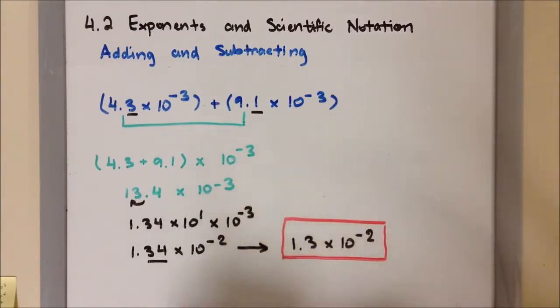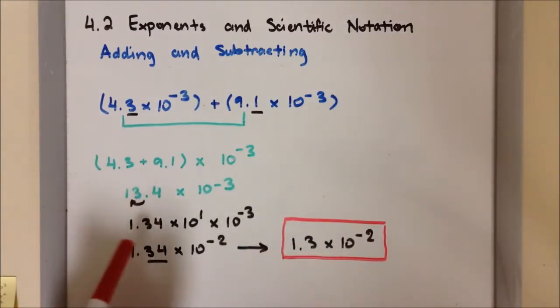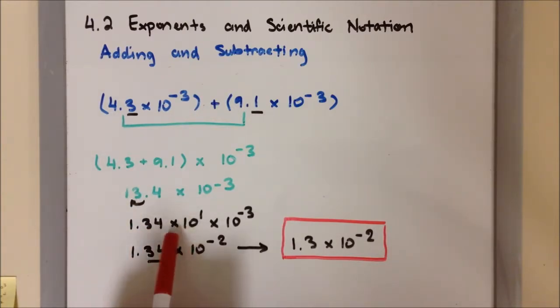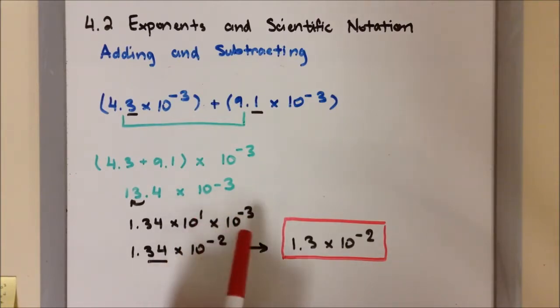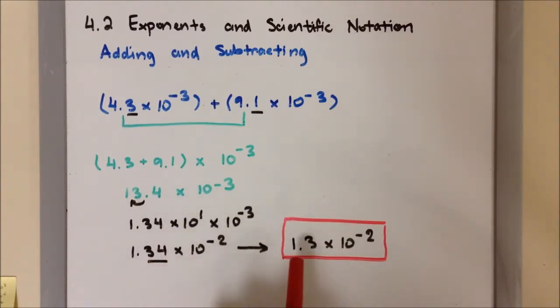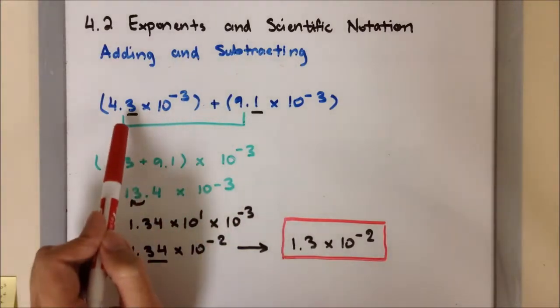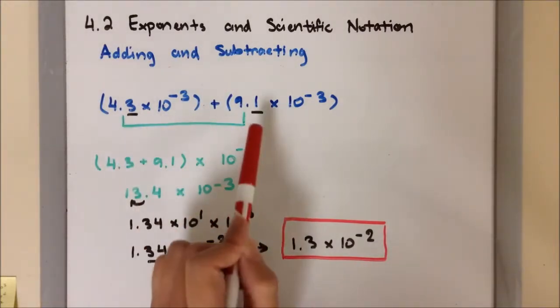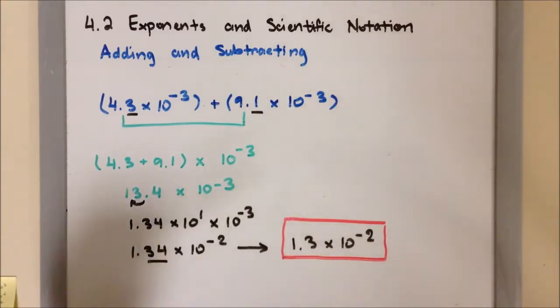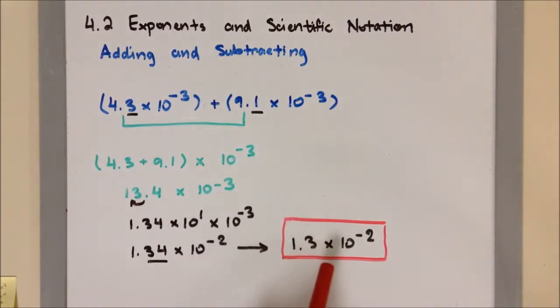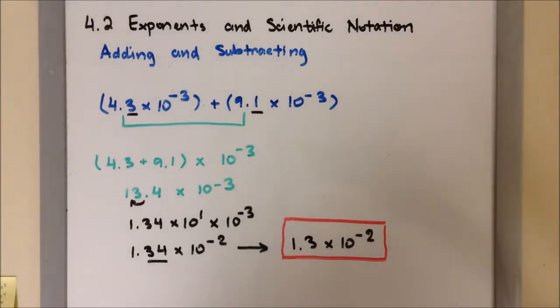So in this example, I got 13.4, so I have to move my decimal to the left one time, meaning I have to write out 10 to the 1 power, combine my tens, meaning the exponents, and then I got 10 to the negative 2. Then I also have to round my 1.34 into 1.3 because in my problem I had the least one decimal place, so my final answer has to have the least one decimal place. So my final answer is 1.3 times 10 to the negative second.